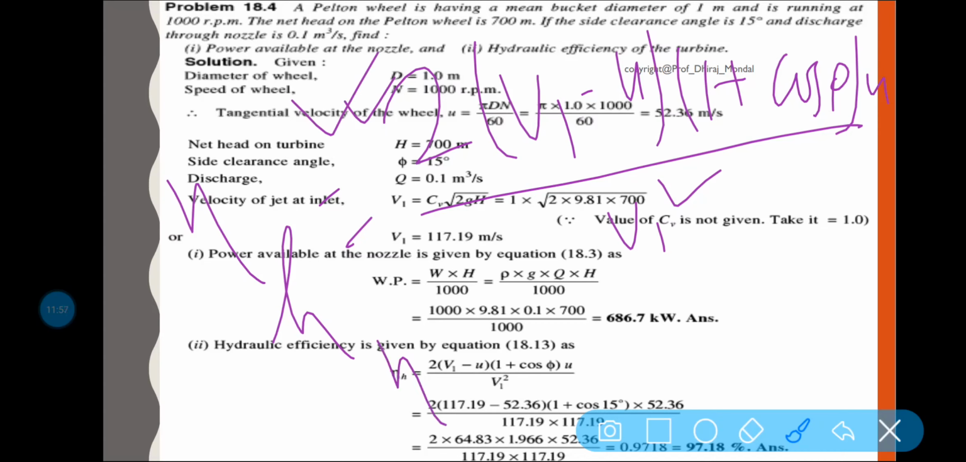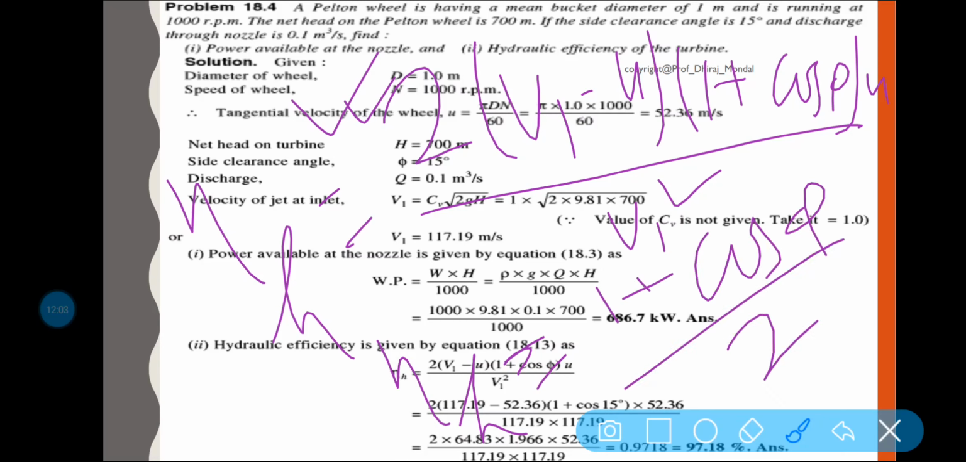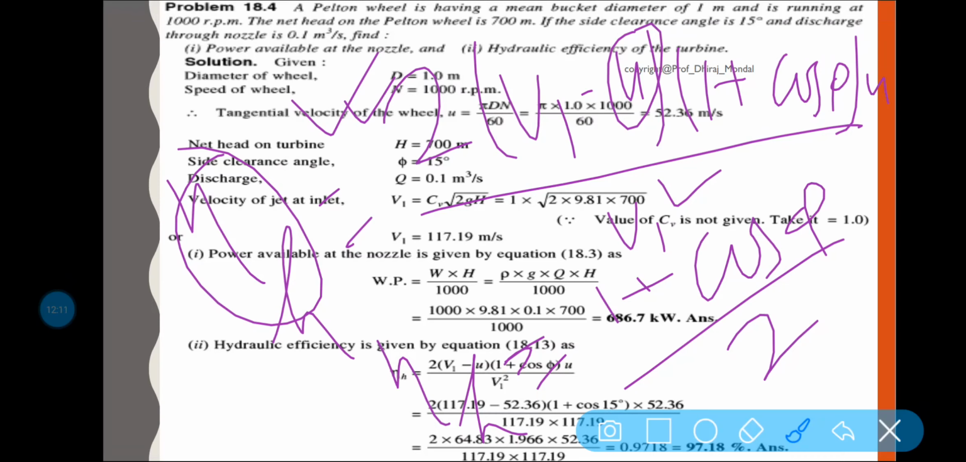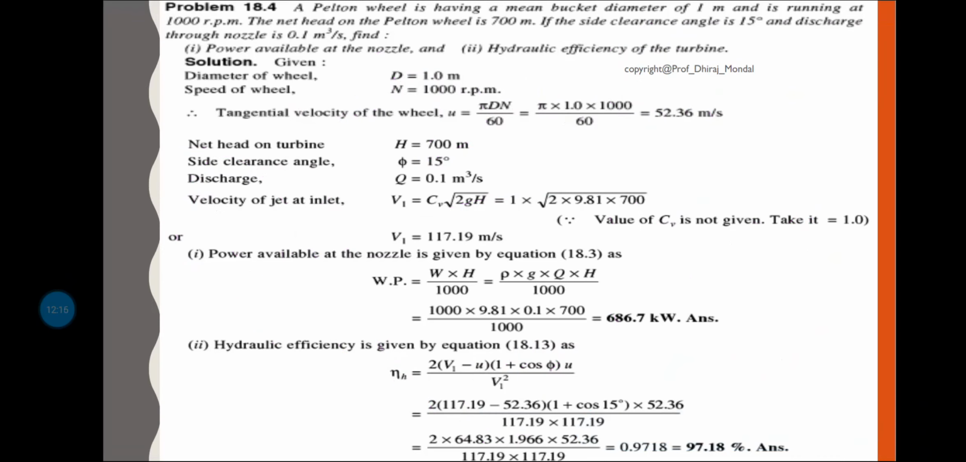Remember, this is not the maximum. If you want to find the maximum hydraulic efficiency of the Pelton, then it is (1 plus cos phi) by 2. Because if you differentiate this hydraulic efficiency with respect to u, the wheel speed, then you will get the maximum hydraulic efficiency, (1 plus cos phi) by 2. So in the velocity triangle we have discussed this one. Ultimately, putting all the values, you will get 97.18% hydraulic efficiency.